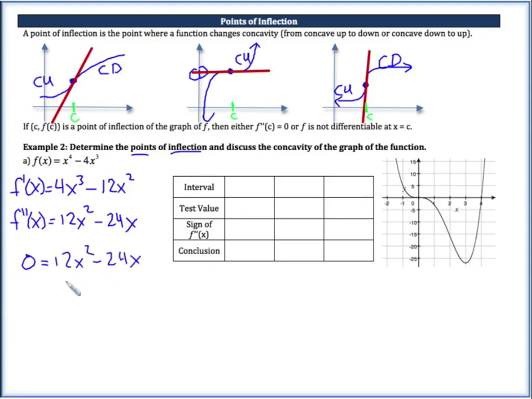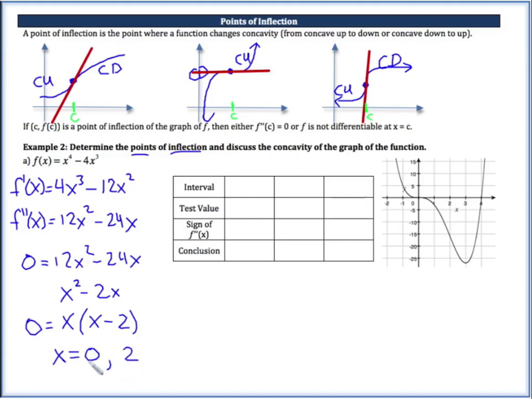We can take out a 12, so we're left with x squared minus 2x, and we can factor out an x. We're left with x minus 2. And so our second derivative equals 0 when x equals 0 or 2.